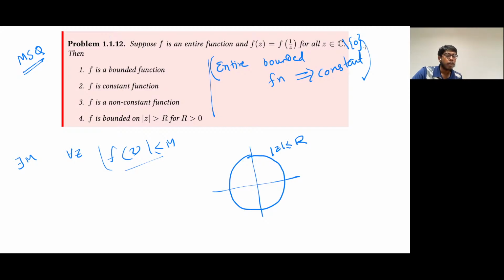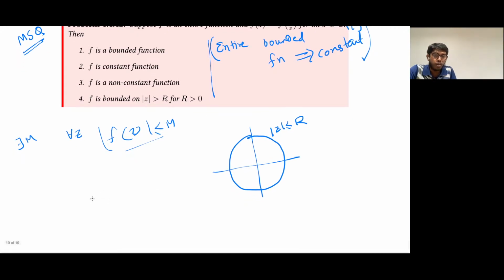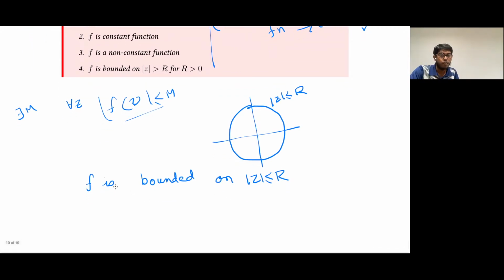If I take mod z less than or equal to R, then is f bounded? Yes, f is bounded on mod z less than or equal to R. Why? Because f is an analytic function and hence continuous, and a continuous function on a compact set is bounded, and hence f is bounded on mod z less than or equal to R.